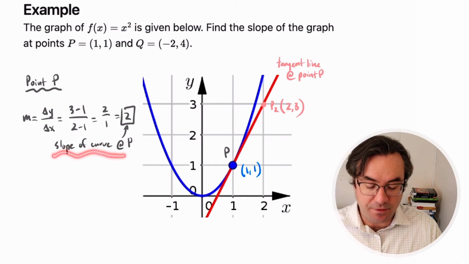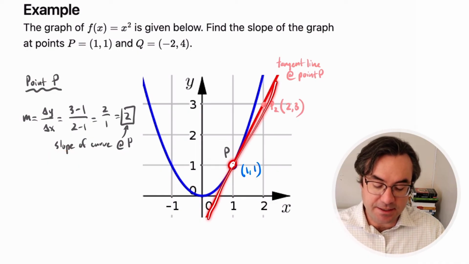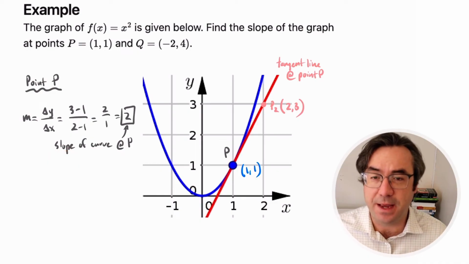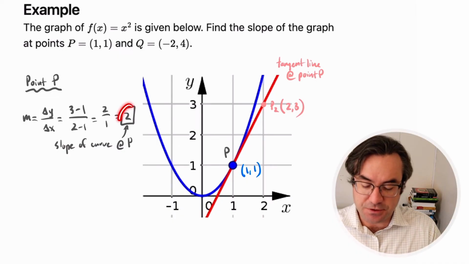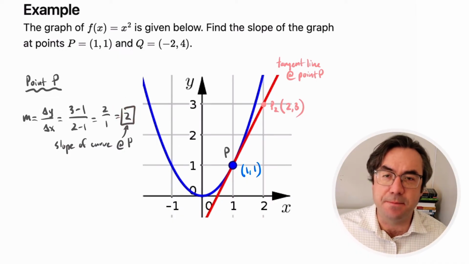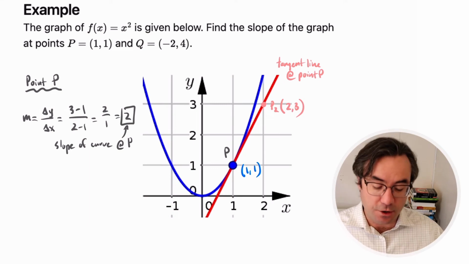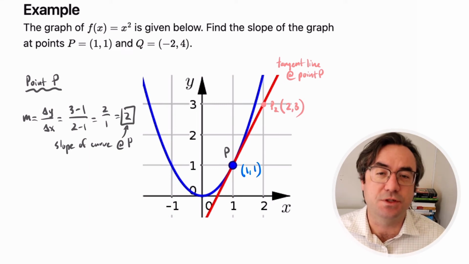So this is the slope of our tangent line, and it's the slope of our curve as well at this point. It's really the slope of our tangent line, but the way we're defining the slope of our curve, it matches up with the slope of our tangent line.